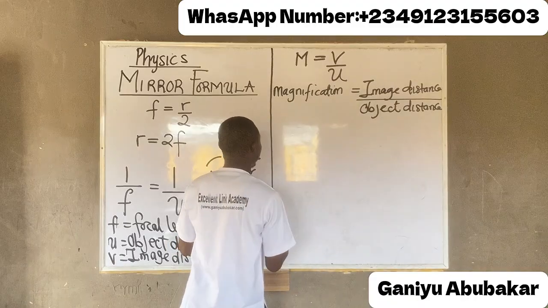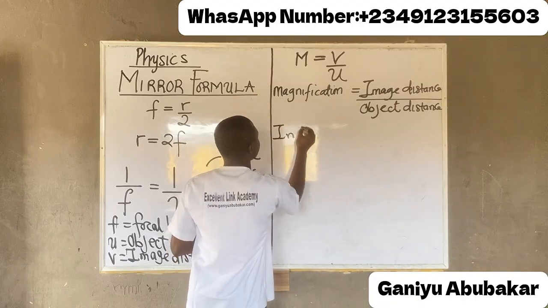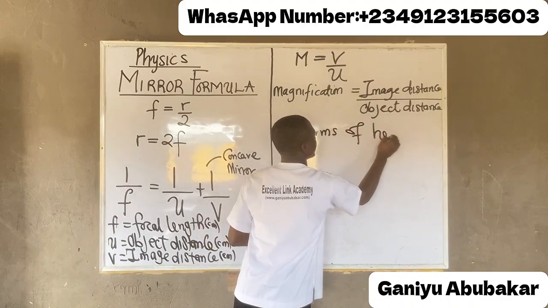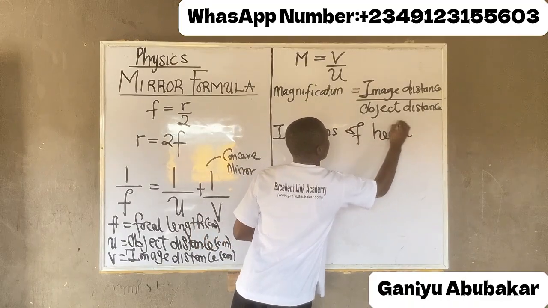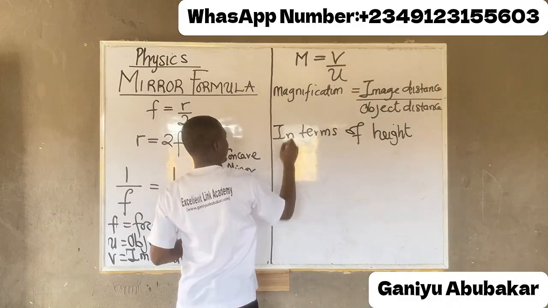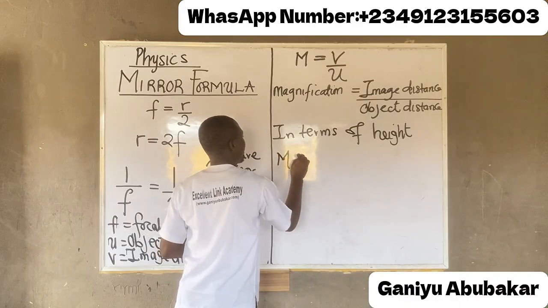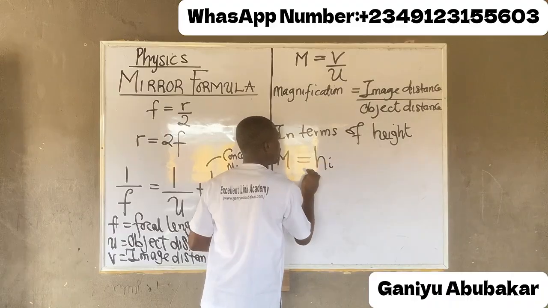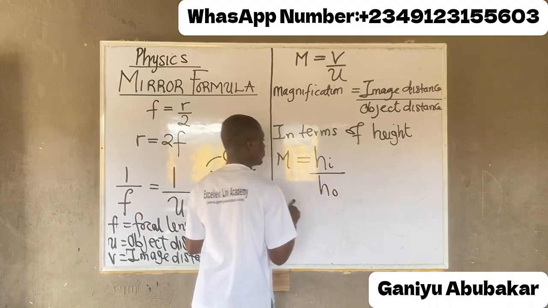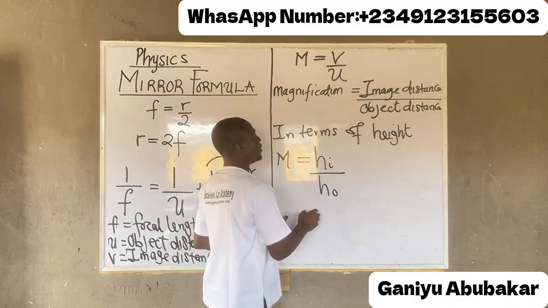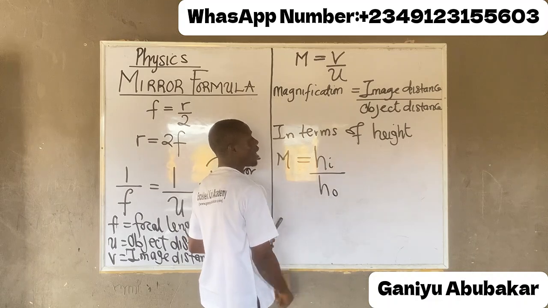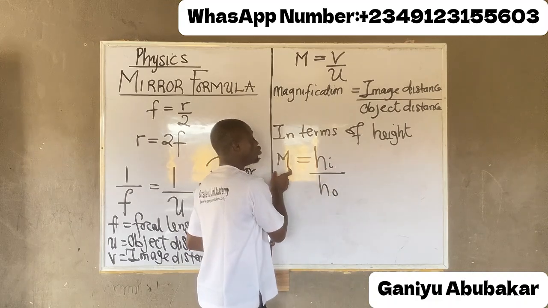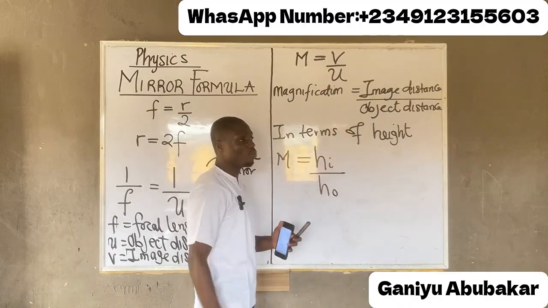But in terms of height, what would be the expression for magnification? Please note that magnification in terms of height is equal to height of image over height of object. So HI means height of image over height of object. Here's the idea: in magnification, you will always have image first before object.